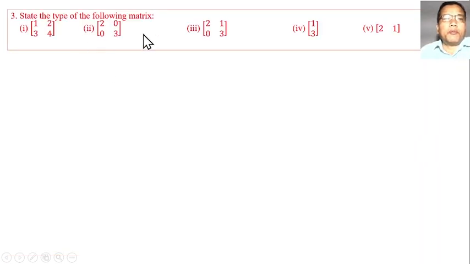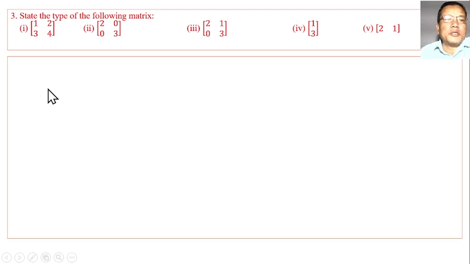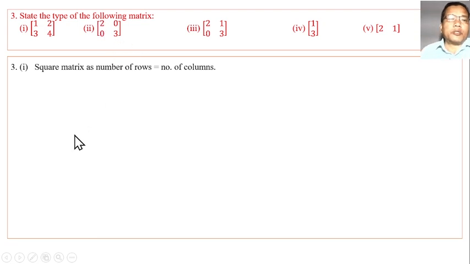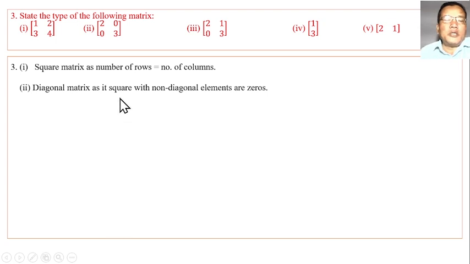State the type of the following matrix. Here the number of rows equals the number of columns, so it is a square matrix. A square matrix with non-diagonal elements equal to 0 is a diagonal matrix.